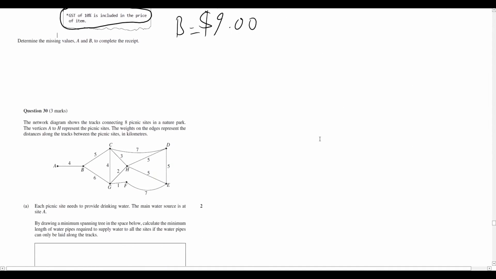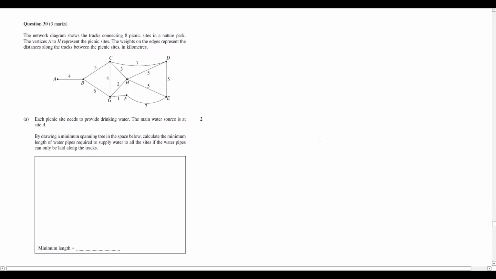So now let's finish up on to question 30. The network diagram shows the tracks connecting 8 picnic sites in a nature park. The vertices A to H represent the picnic sites. The weights on the edges represent the distances along the tracks between the picnic sites in kilometers. Each picnic site needs to provide drinking water. The main water source is at site A. By drawing a minimum spanning tree in the space below, calculate the minimum length of water pipes required to supply water to all the sites if the water pipes can only be laid along the tracks.